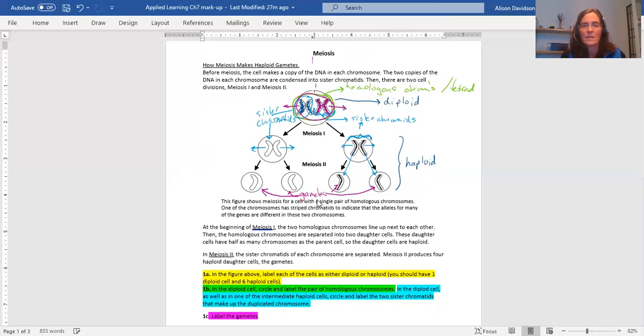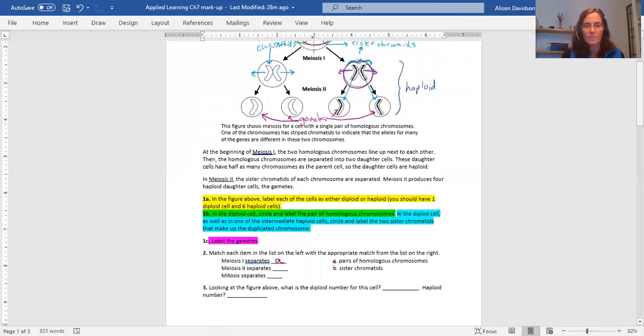This is the line of the metaphase plate. So in meiosis 1, we will see separation of the homologous chromosomes. In meiosis 2, we see separation of the sister chromatids. So that's going to be our answer to the next question down here. Meiosis 2 is going to separate the sister chromatids.